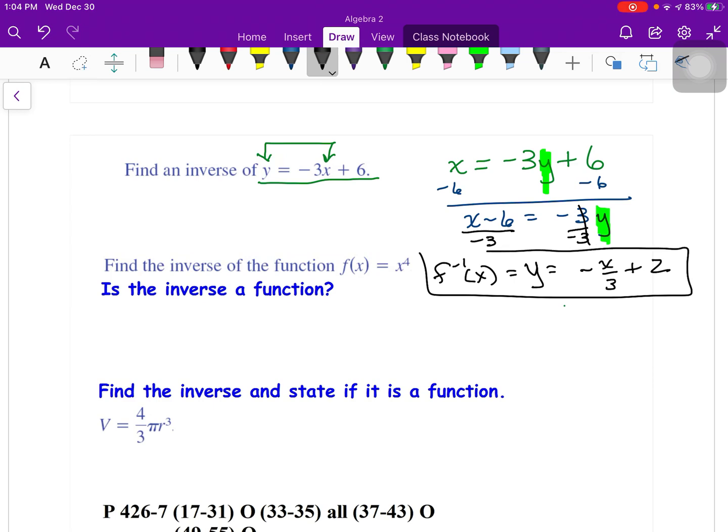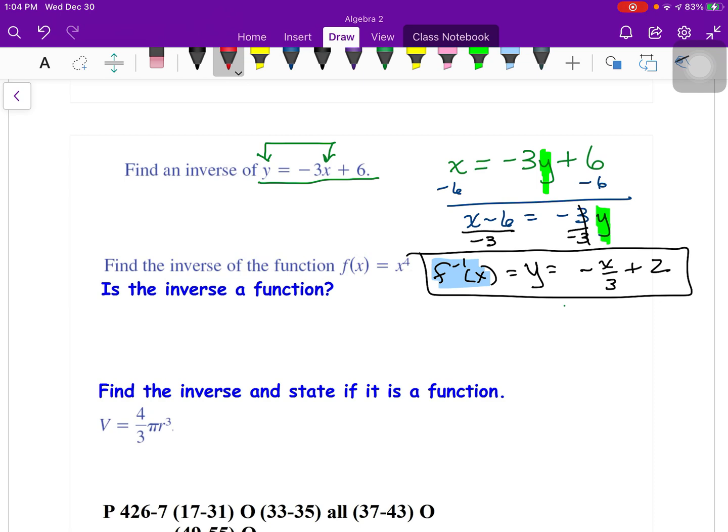So to show you have an inverse, you must always put this f of negative 1 of x onto the function. If you leave that out, you have not completely shown that you have an inverse, and you will not get full credit.